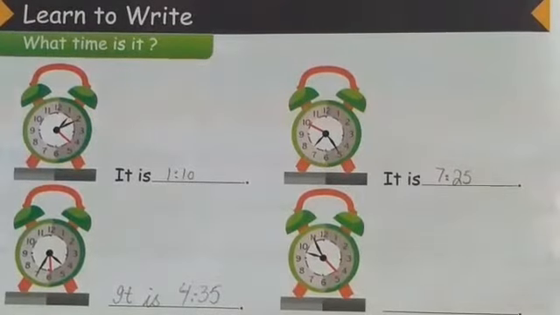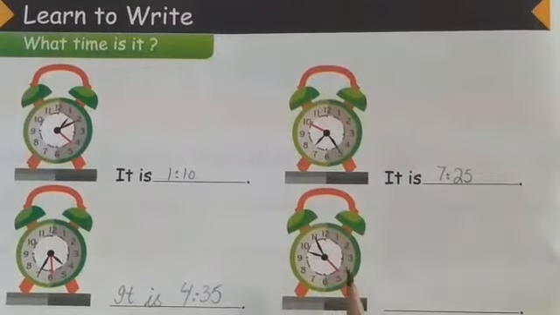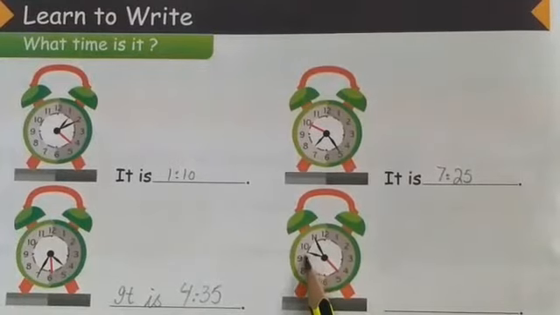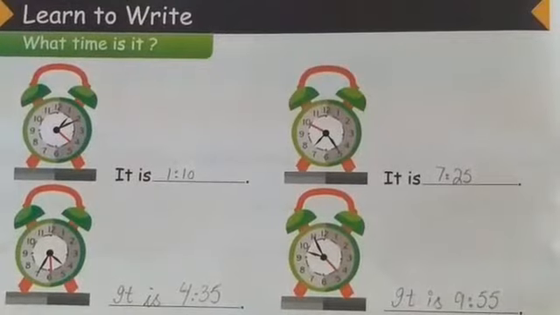Now look at the last one. Yes, what time is it? Very good. It's because the small hand is near the 10 and it's not complete 10, and the big hand is on 11, so it means 5 elevens are 55, so here we have time 9:55. Yes, it is 9:55.